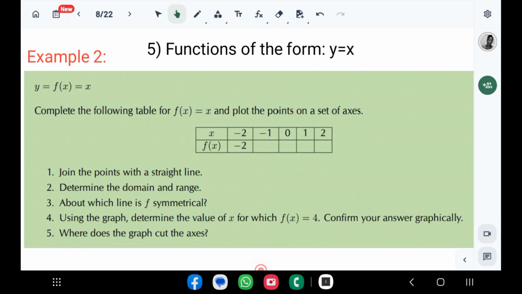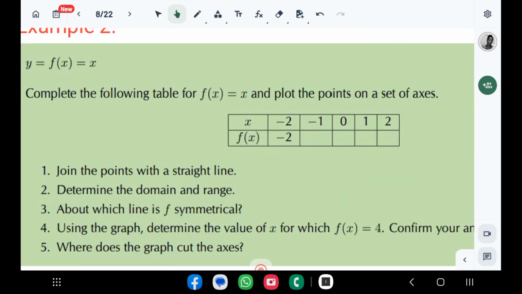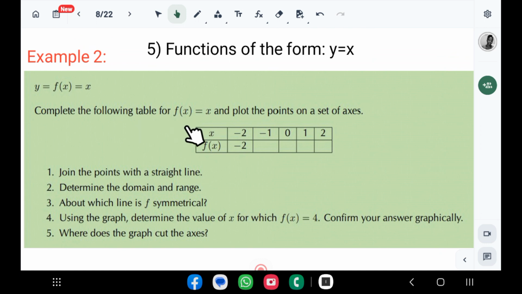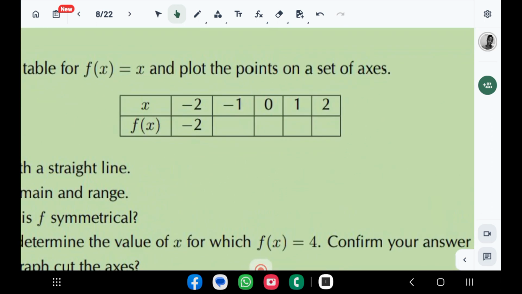Now let's look at example 2. Now we're starting. Let's plot functions of the form y equals x. You probably have done this in grade 9, so it shouldn't be new for you. For those who haven't had the opportunity to do this in grade 9, this is a perfect way to refresh your memory and to make sure that you catch up with the rest of the people. All right, so you've got a function, and the question says complete the table for f of x equals x and plot the points on a set of axes.